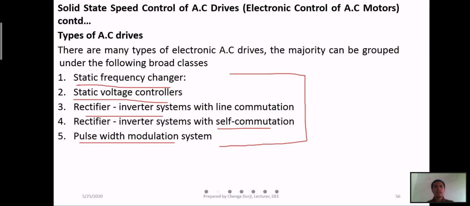So depending on the type, there is the static frequency changer, voltage controller, rectifier-inverter system with line commutation, then self commutation, and then the PWM system, that is, pulse width modulation. So these are some of the cases.